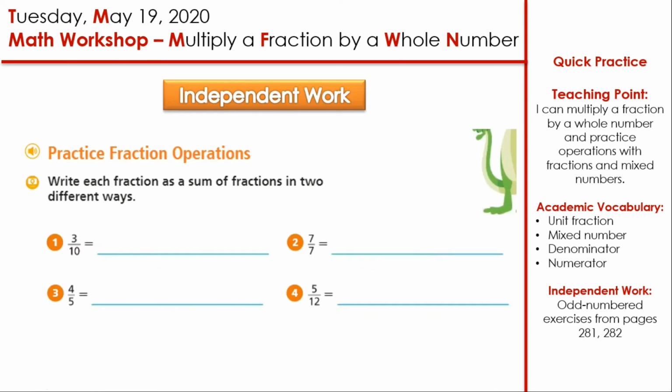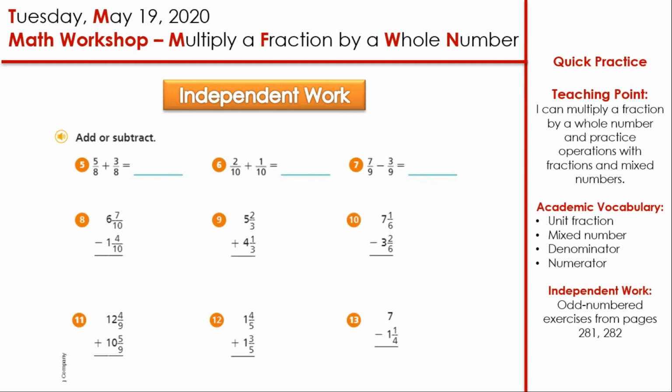Right, so for your independent work, you're going to be practicing what we have discussed this whole unit. We're going to be taking a look first at 2 different ways to represent those fractions that we have over there. So I recommend that you first try a sum of unit fractions, and then you may try, for example, different numerators with the same denominator, so you are able to add them. You're going to find these exercises on pages 281 and 282.